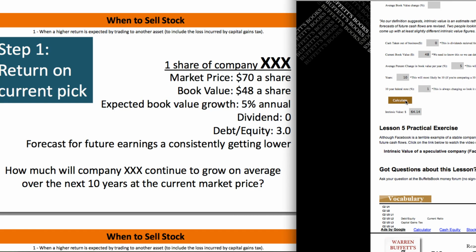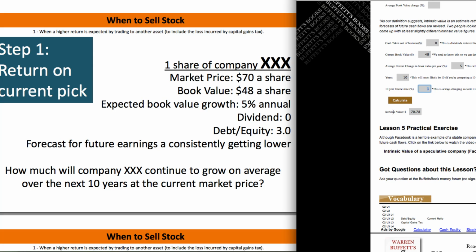So let's hit 1%. When we use 1% as our 10-year federal note, it shows that our intrinsic value is $70, which matches the current market price. So when the intrinsic value equals the market price, we know we're going to get the same return as our input for the 10-year federal note. Since we put 1% in there, that's how much we're going to make if we continue to hold company XXX over the next 10 years. So annually, you're going to make 1% if you continue to hold this company. So that's some pretty bad returns.